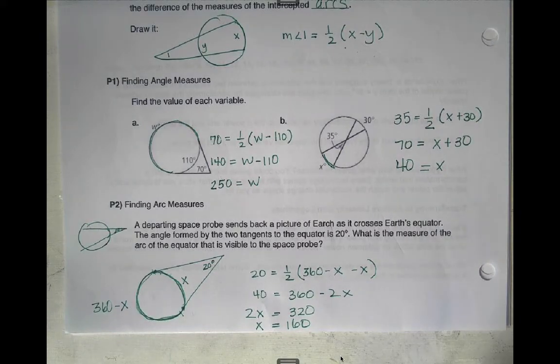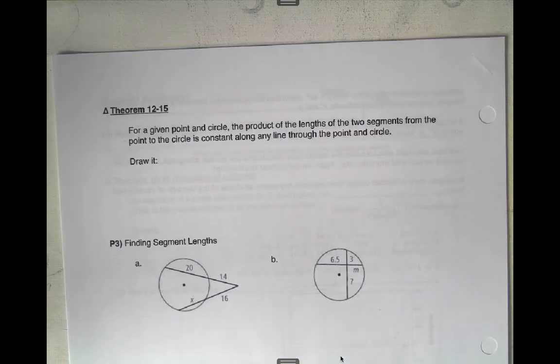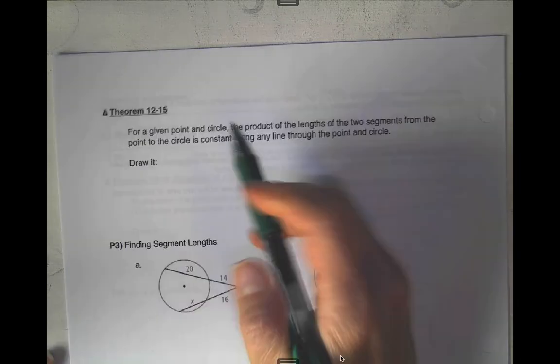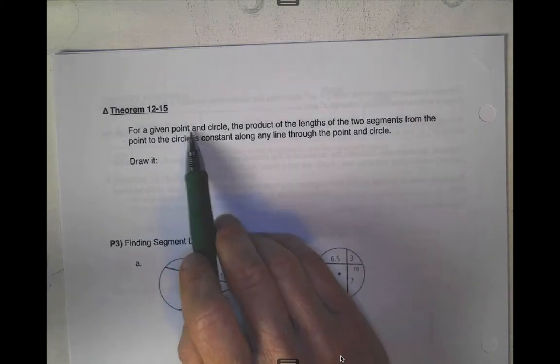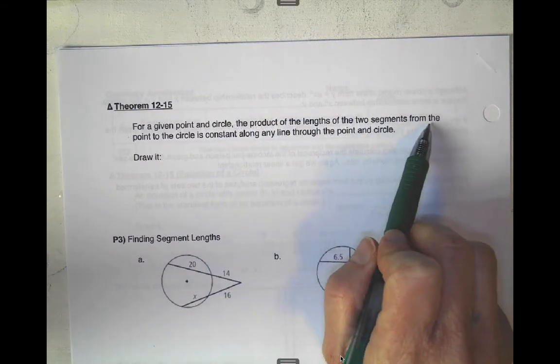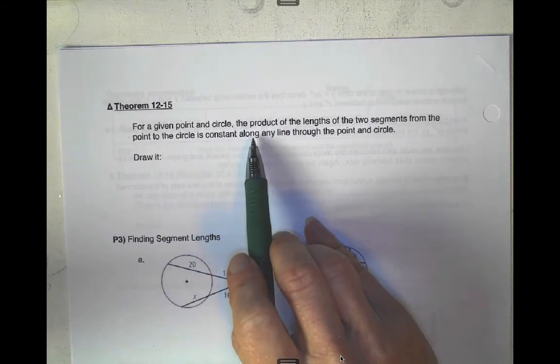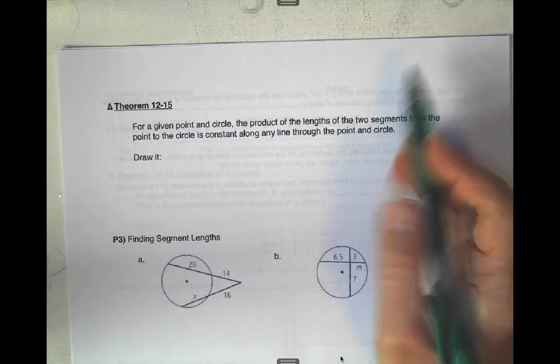All right, this next one. The theorem is kind of funny. It says for a given point and a circle, the product of the lengths of the two segments from the point to the circle is constant along any line through the point and circle.